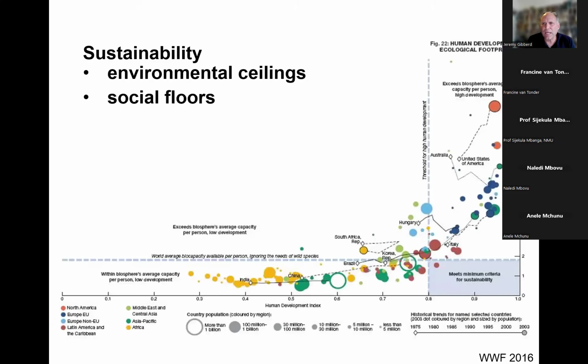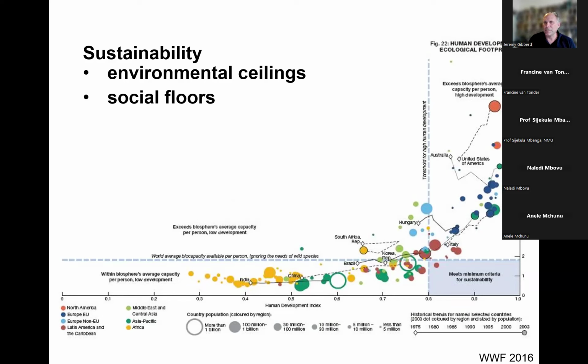Okay, so first of all, let's deal with the issue of sustainability. This particular definition is from the World Wildlife Fund, and it's very interesting because it's one of the very few quantified definitions of sustainability. They put a number, two numbers to it. And the way they define sustainability is they define it in terms of an environmental ceiling, a set of limits that we can't go above. What they also do is define a social floor, so a limit which we can't go below. And I'm going to explain both of these from the graph.